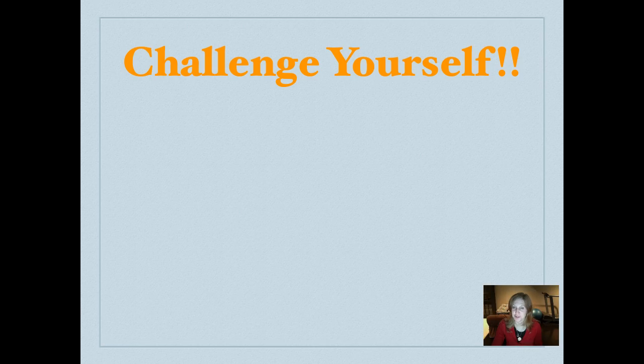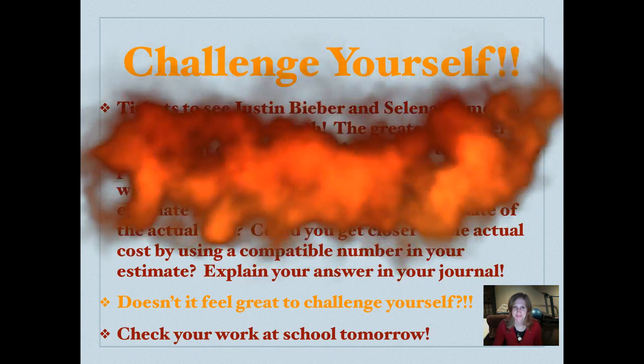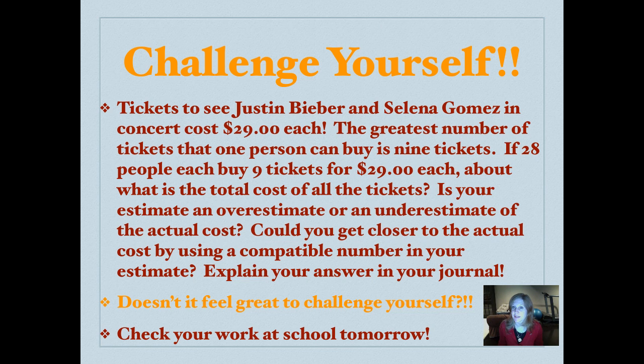It's time to challenge yourself. Tickets to see Justin Bieber and Selena Gomez in concert cost $29 each. The greatest number of tickets that one person can buy is 9 tickets. If 28 people each buy 9 tickets for $29 each, about what is the total cost of all the tickets? Is your estimate an overestimate or an underestimate of the actual cost? Could you get closer to the actual cost by using a compatible number in your estimate? Explain your answer in your journal. Doesn't it feel good to challenge yourself and make that brain work? It's exciting. Check your work at school tomorrow.